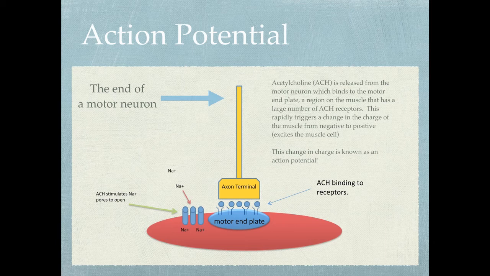This rapidly triggers a change in the charge of the muscle from negative to positive. So basically you have these sodium channels that open up and allow sodium to fly into the cell. When the motor neuron releases acetylcholine, and that binds to the motor end plate, acetylcholine triggers sodium channels to open up. Now sodium can go into the cell.